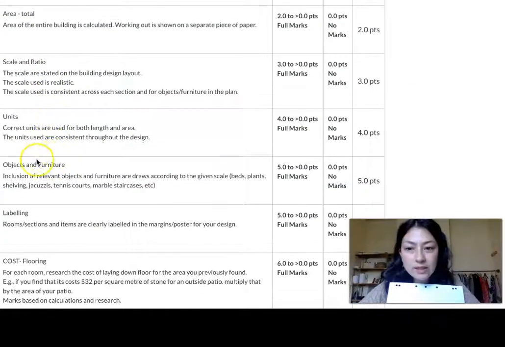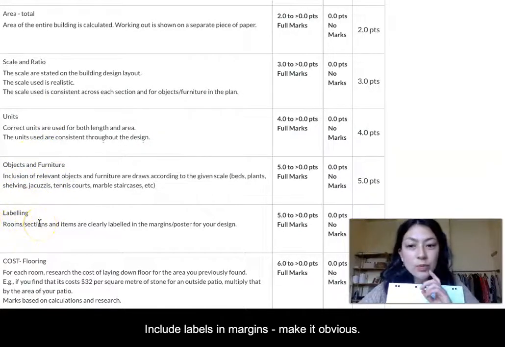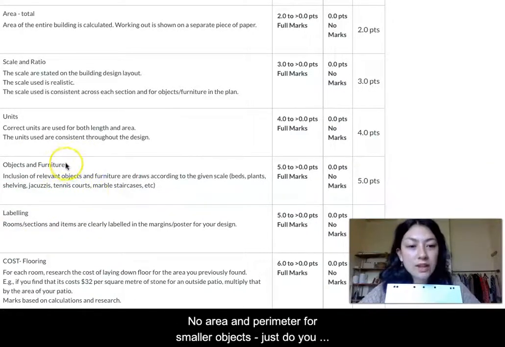Other details would be things like objects and furniture and other labels. So with your objects and furniture, don't figure out the area and perimeter. It's too much, it's too fiddly. Just draw them in to scale. Just show them looking realistic.